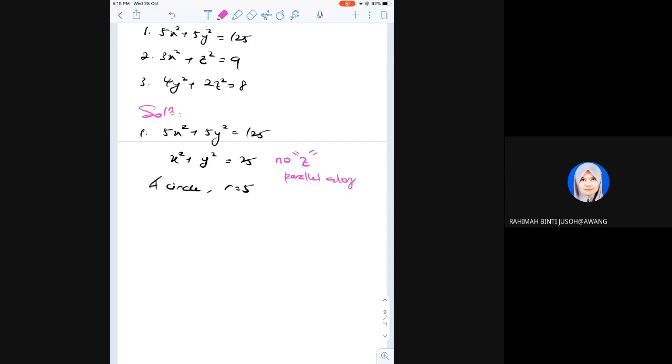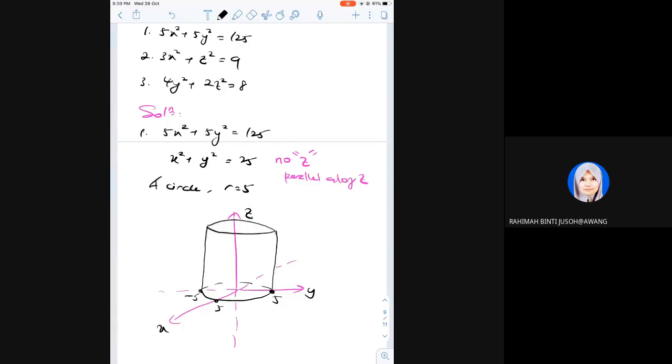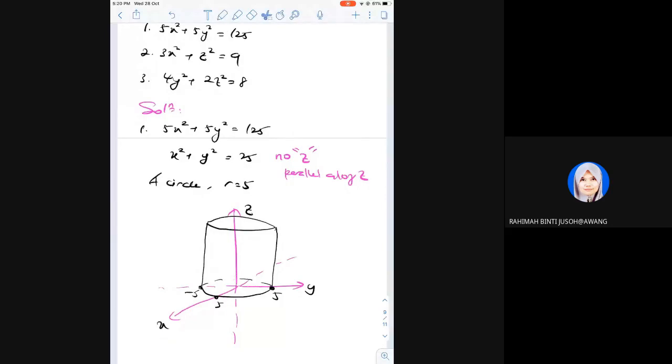Okay, so in 3D we will have a cylinder parallel to z axis. X, Y and Z. So you buatlah. Okay, tengah-tengah dulu. Sini 5, 5. Here is negative 5. And then you can go upward or downward lah. Okay, both are correct. Nak lukis atas saja pun boleh. Jadilah silinder parallel along Z axis. Okay, so for question number 2.